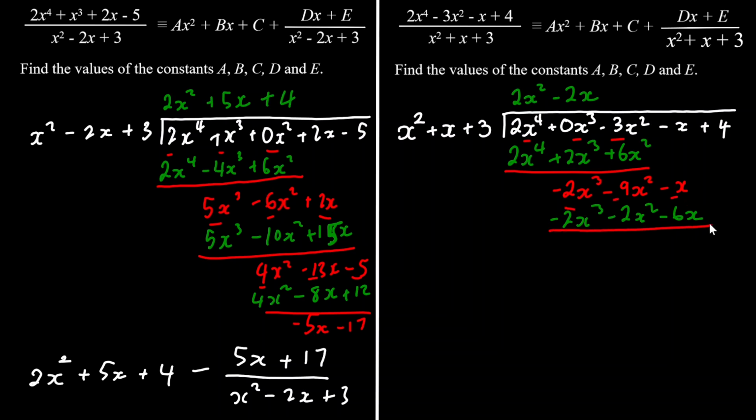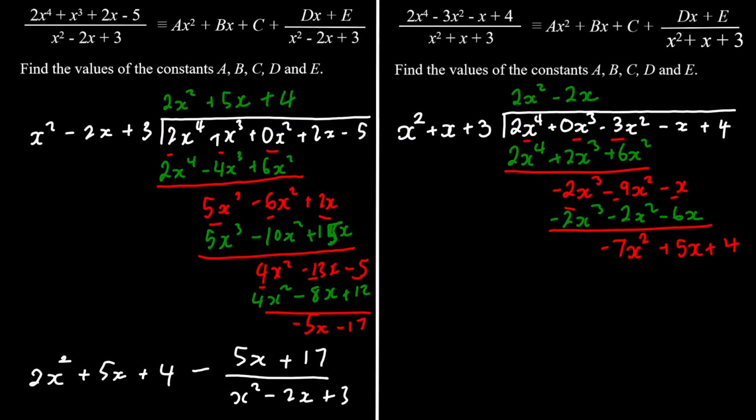So the negative 2x cubes are gone. Negative 9 plus 2 is negative 7. So negative 7x squareds. Negative 1 plus 6 is 5. So 5x's. And bring down the 4.